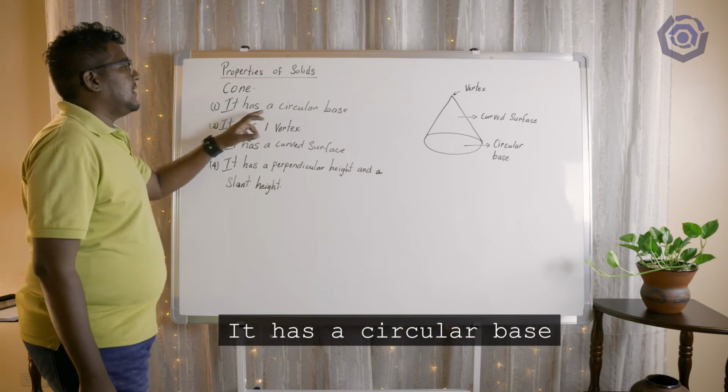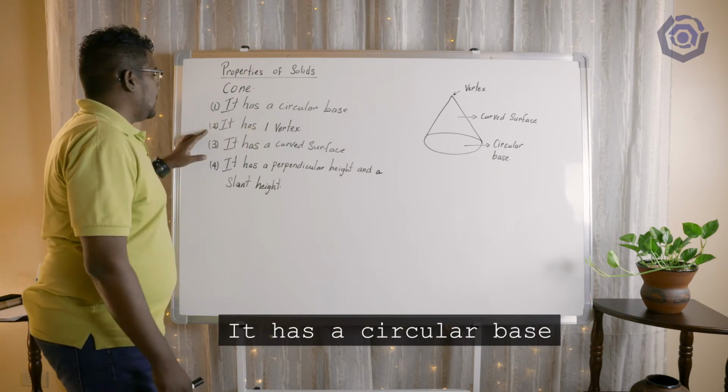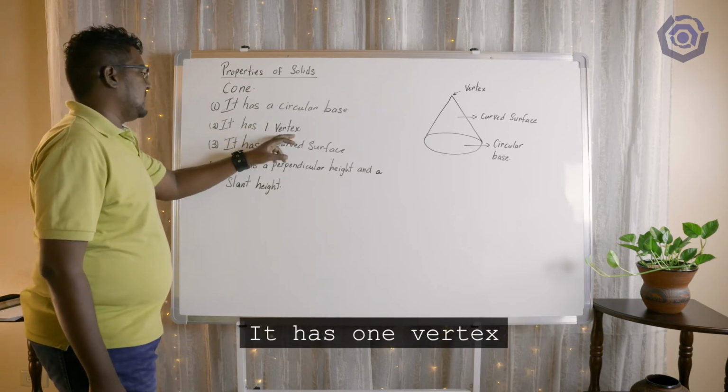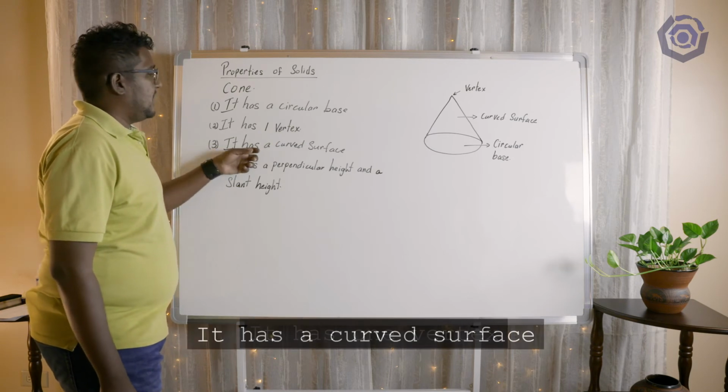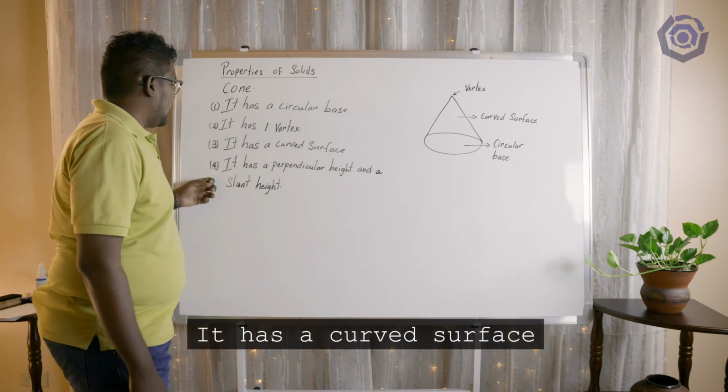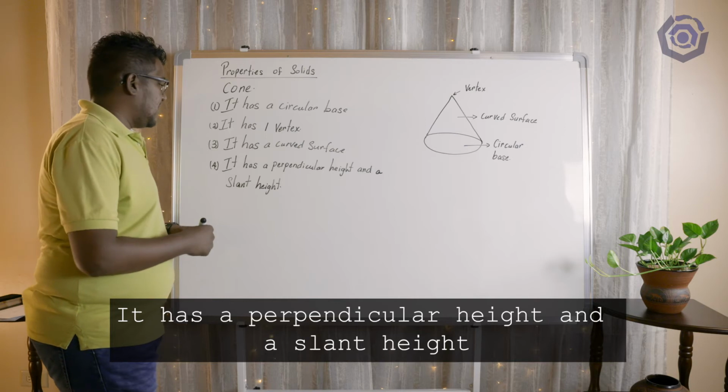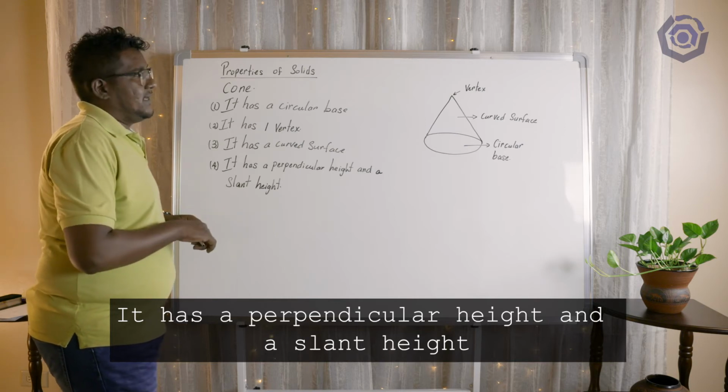The fifth shape that we're going to look at is the cone, and some properties of the cone. 1, it has a circular base. 2, it has 1 vertex. 3, it has a curved surface. And 4, it has a perpendicular height and a slant height.